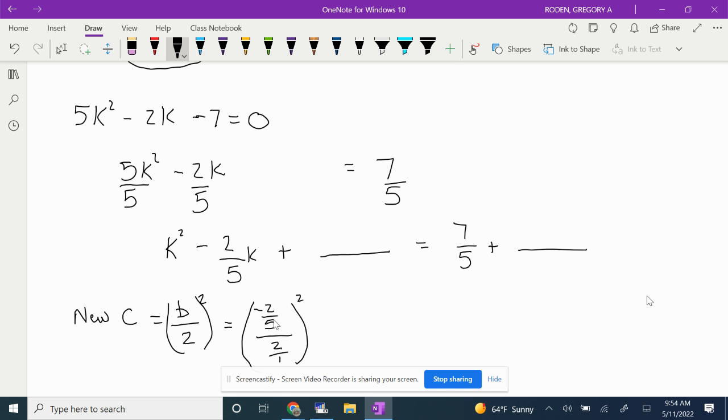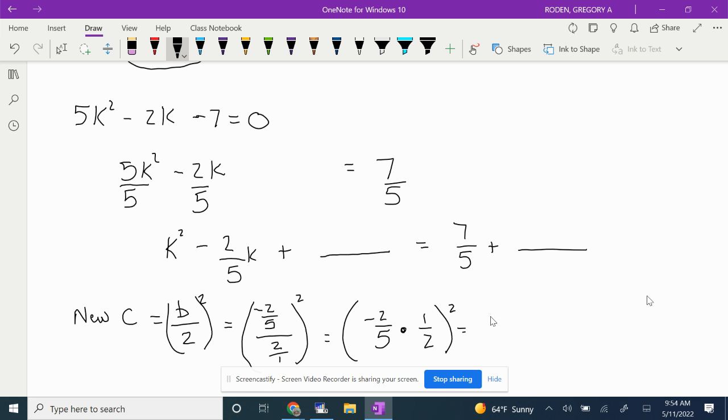A complex fraction is a copy, dot, flip problem. So you copy the top, negative 2/5. You dot, and you flip the bottom, 1/2. Okay, see that? And we're still going to square that answer.